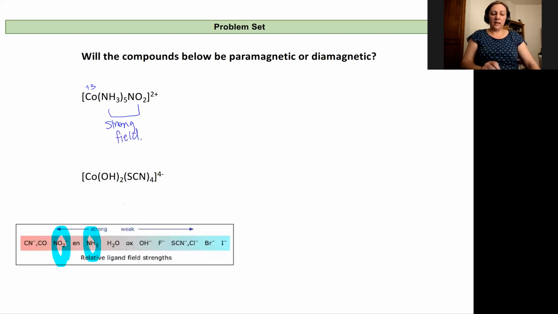Let's compare that to the next one where we have cobalt with hydroxide and with thiocyanate. So our thiocyanate is right here on our weak field ligand side, as well as our hydroxide. And so we have examples here of weak field ligands.